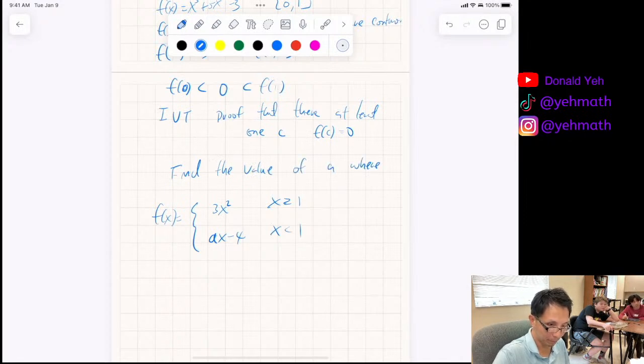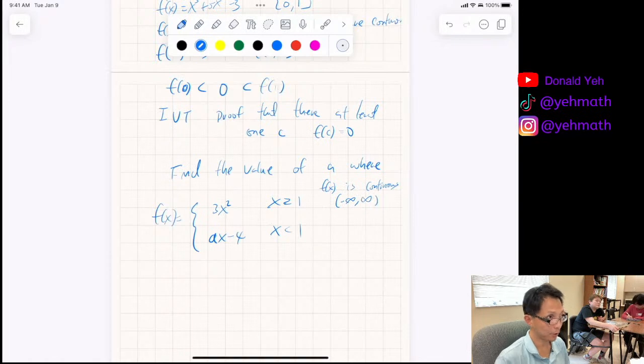where f of x is continuous from negative infinity to infinity. So continuous the whole way. Now, obviously, this is some type of piecewise function. For example, in my pre-calculus class, I will ask you to graph that ugly function there. But this is even harder because this one has an a. That ax is floating. There is only one situation to make them continuous.